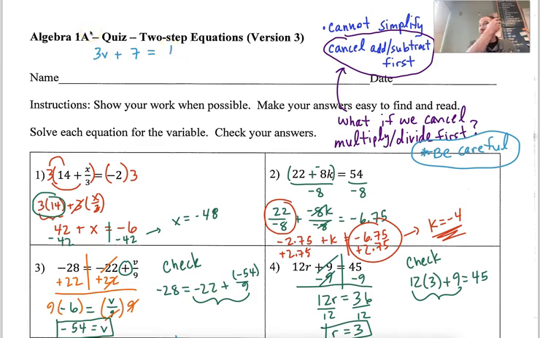And if I wanted to cancel the multiplication first, that's not wrong. We said be careful: when you divide by 3, everything has to get divided by 3. The entire left side has to get divided by 3, not just 3v. You would have 3v divided by 3, that's going to cancel, plus 7 divided by 3, and then the 1 divided by 3.